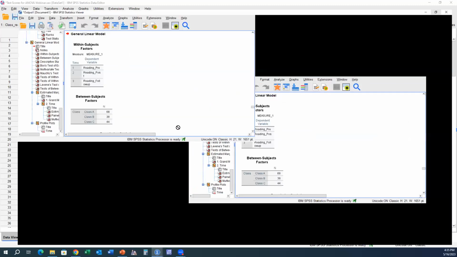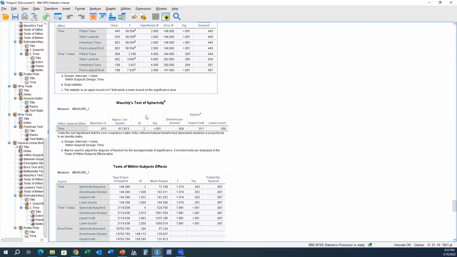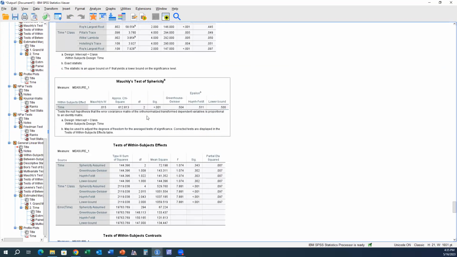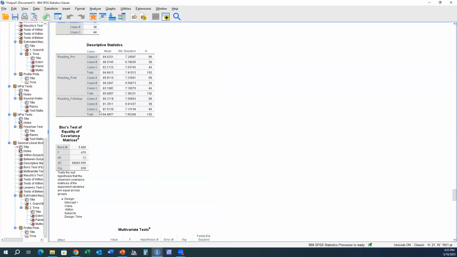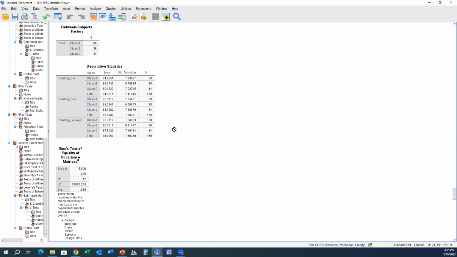And just to show how this is set up, this is now going to give you reading pre for class ABC, reading post class ABC, reading follow-up class ABC. There are three things to interpret when you do a mixed model ANOVA. The first is, do we have a difference over time, pre, post, follow-up? The second is, do we have a difference by class, class A, B, C? And the third is, do we have a difference with the combination of pre, post, and follow-up with class? That's kind of a big one.